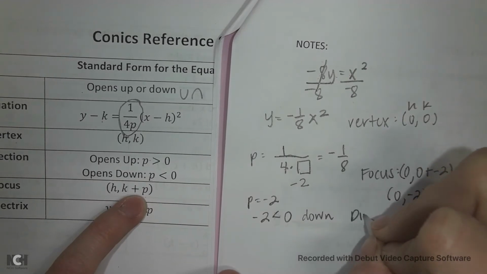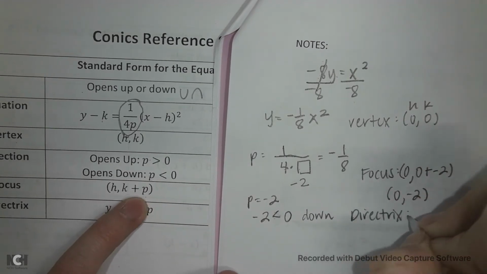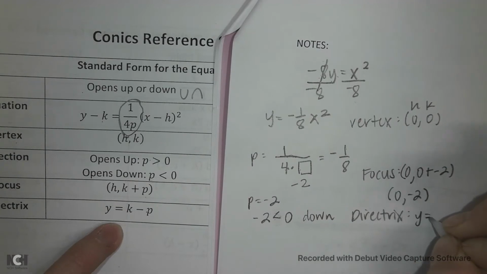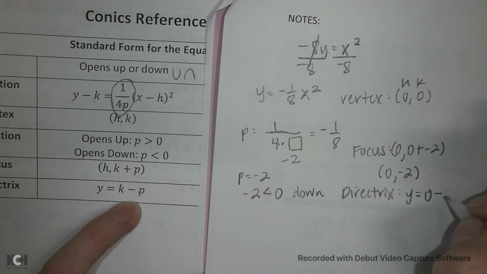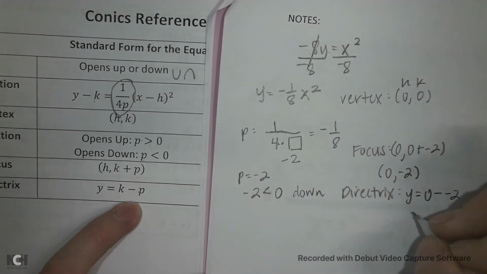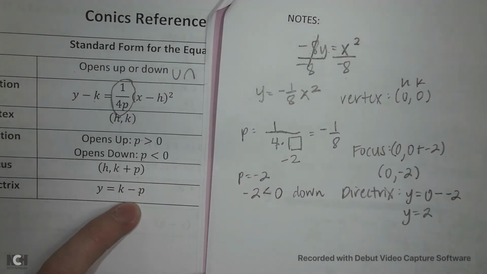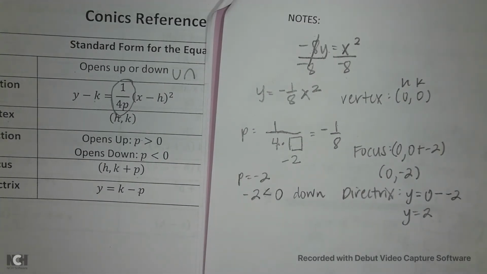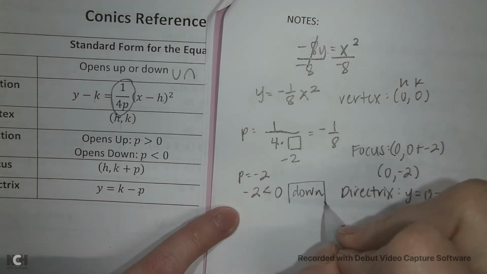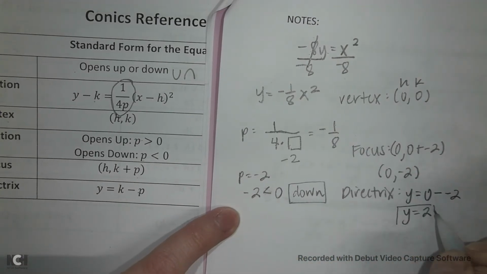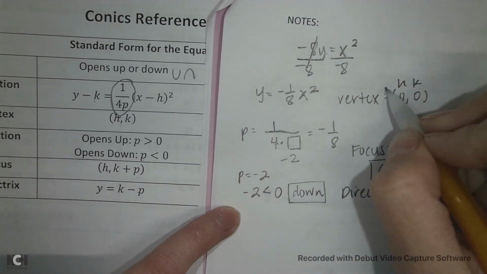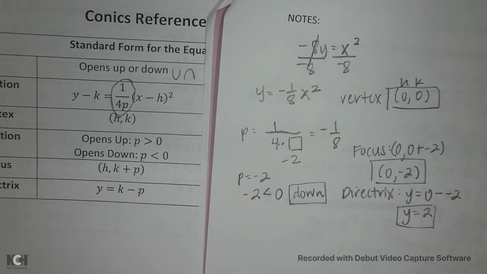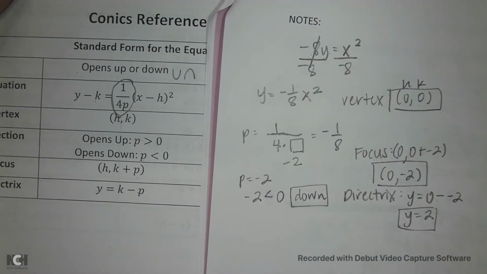And our directrix is y equals our k, which is 0, minus our p value, which is negative 2. That means that our directrix is y equals 2. So now we figured out all the things for this parabola. We know that it opens down. We know that the directrix is at y equals 2. We know the focus is 0, negative 2, and it has a vertex of 0, 0. So that's what we're figuring out for all of our problems.